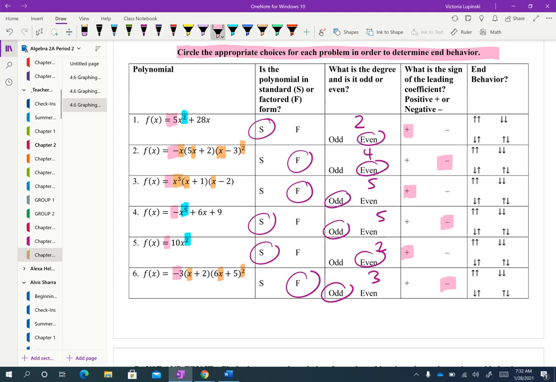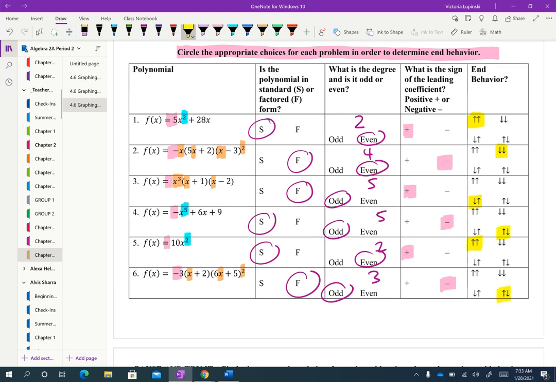So now try to see if you can remember your end behavior rules without looking at the table, although you can look up if you need to. So in number 1, even positive, that is up, up. Number 2, even negative, that is down, down. Then for number 3, odd positive, that would be down, up. Odd negative, that would be up, down. Even positive, that would be up, up. And then odd negative, that would be up, down.